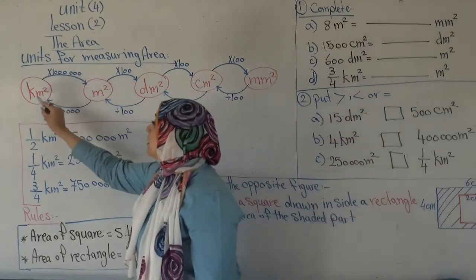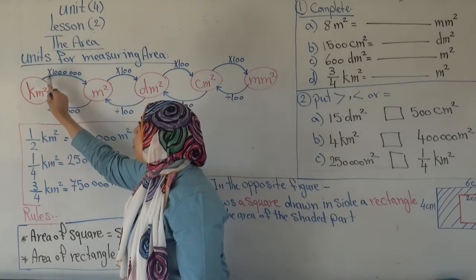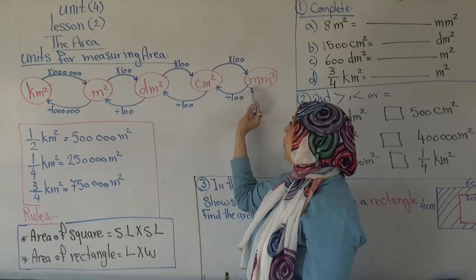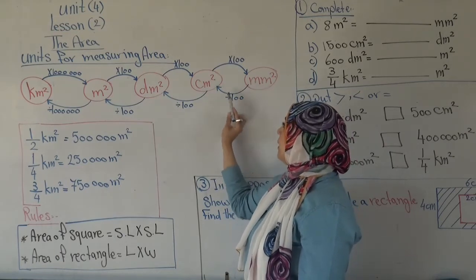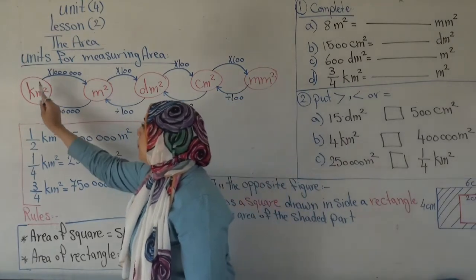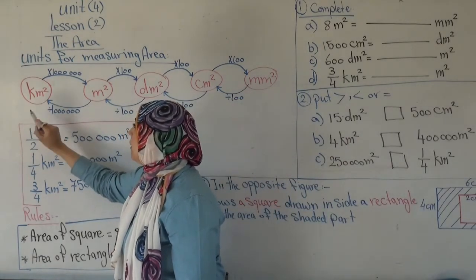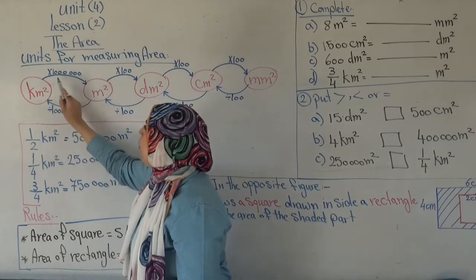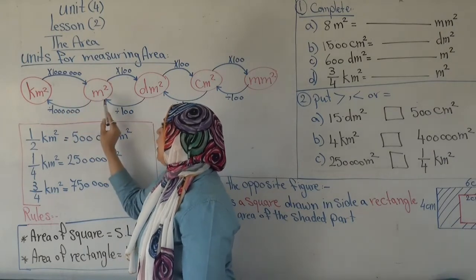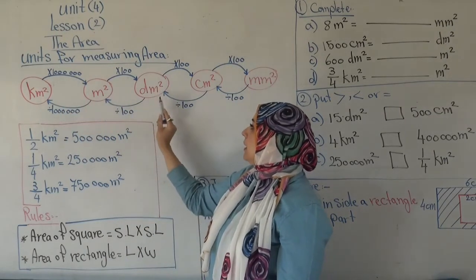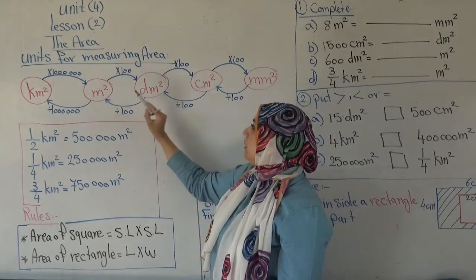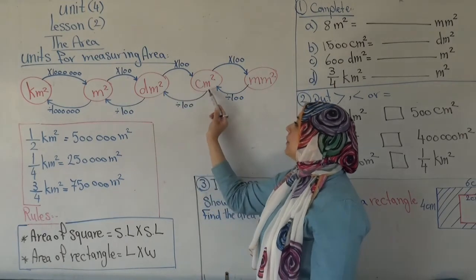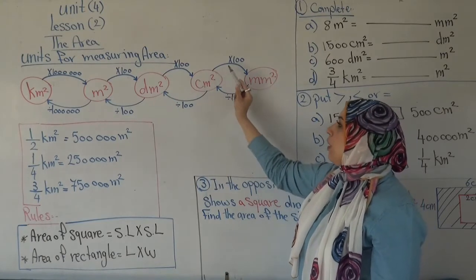From the biggest to the smallest, make times. From the smallest to the greatest, make divide. Start with the biggest unit, kilometer square. From kilometer square to meter square, times 1 million, which is 1 and 6 zeros. After that, from meter square to decimeter square, times 100. From decimeter square to centimeter square, times 100. From centimeter square to millimeter square, times 100.